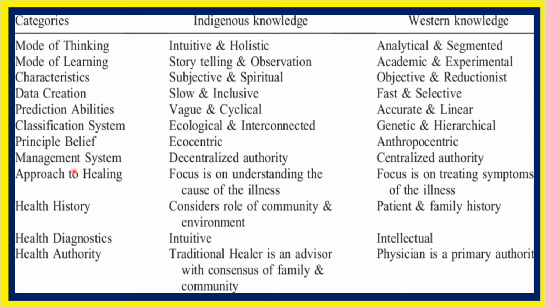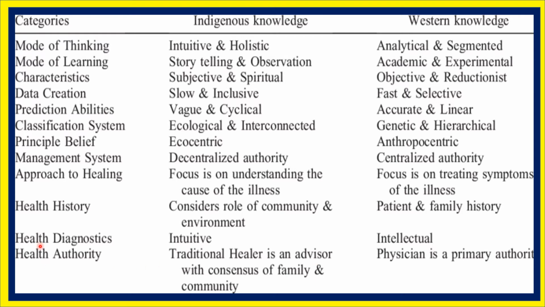The eighth category is the management system. The management system in indigenous knowledge is decentralized authority. Western knowledge is centralized authority. The ninth category is approach to healing. Healing in indigenous knowledge focuses on understanding the cause of the illness and considers the role of community and environment. Western knowledge focuses on treating the symptoms of the illness. The tenth is health history. Indigenous knowledge considers the role of community and environment. In Western culture, patient and family history.